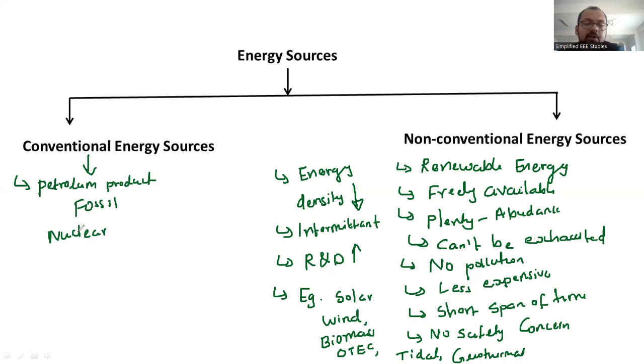So in this session, we have mainly discussed the classification of energy sources. We have learned there are two classifications: conventional sources and non-conventional sources. Conventional sources are exhaustible, whereas non-conventional sources are inexhaustible. So we have to give more importance to installing non-conventional sources, and we need to save the earth.